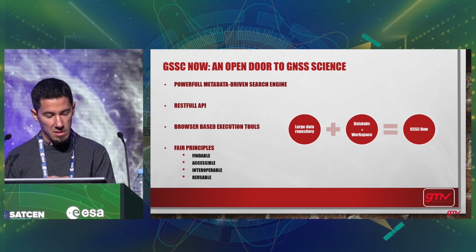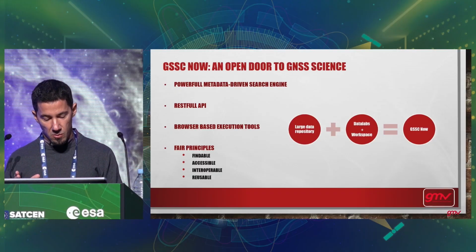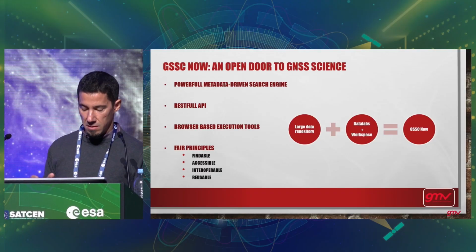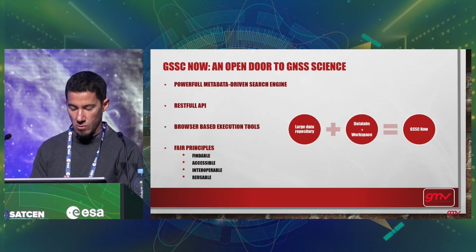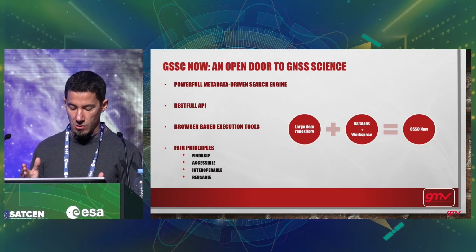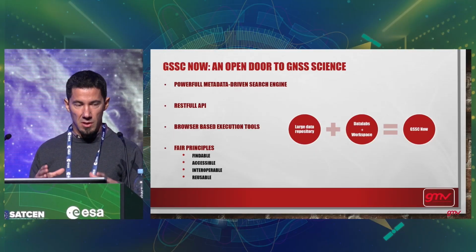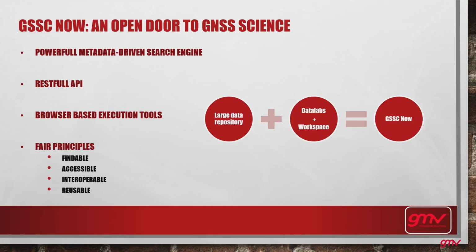At the heart of this ecosystem is the GSSC Now portal, the interface of the platform, which integrates powerful search engines, RESTful APIs, graphical explorers, and in-browser scientific tools. These enable direct interaction with massive files without local downloads, while embracing the FAIR principles, ensuring that the data is not only available but also well documented in a way that facilitates discovery and reuse across very different scientific domains.